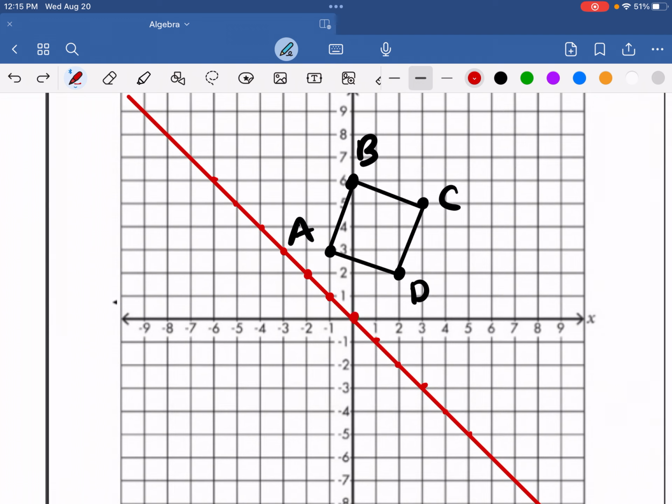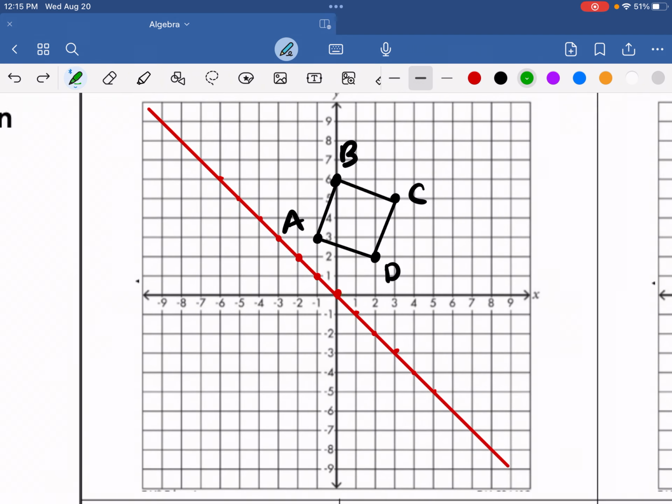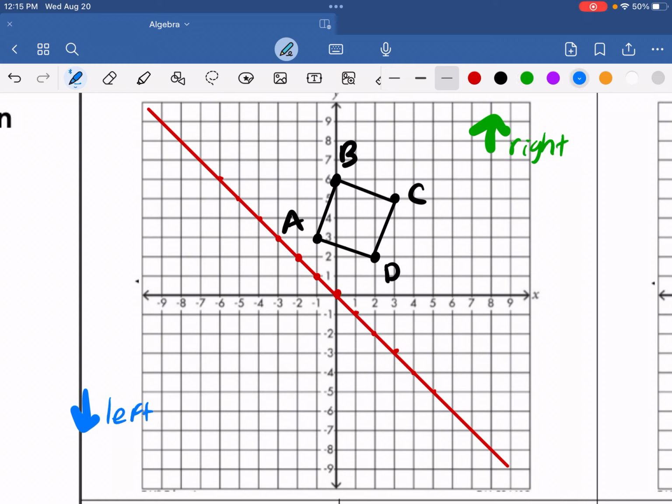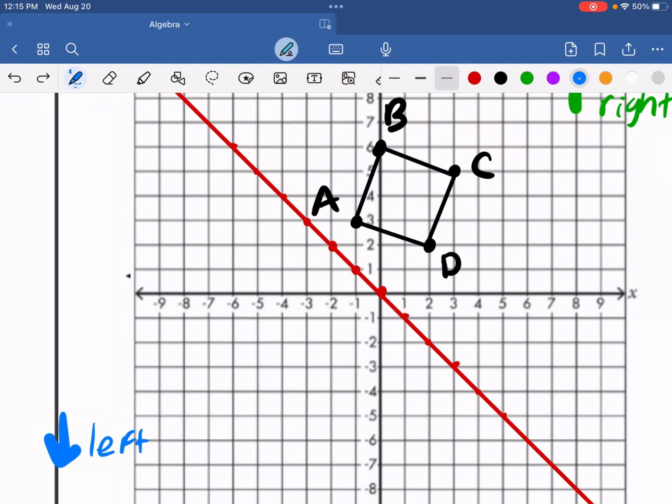So think about where this picture starts. Did it start on the top of the line of reflection or the bottom? It started on the top. So now we're going to have to go down to get to the bottom. And it was on the right side. So now you're going to have to go left. So we're trying to move this shape from being on the top right to now being on the bottom left. So that's how you're going to count. You're going to count down and left. Or you can go left and down.